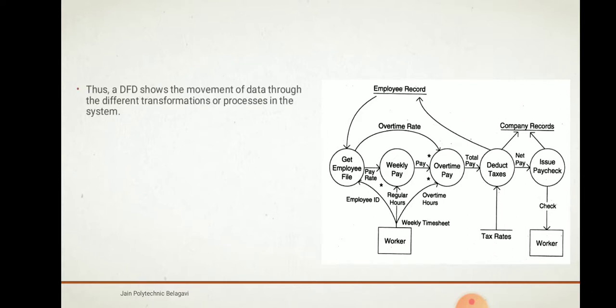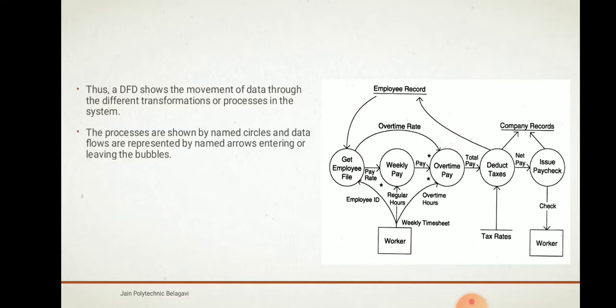Now the DFD shows the movement of data through the different transformation processes in the system. The processes are shown by named circles, and data flows are represented by named arrows entering or leaving the bubbles. As you can see here, get employee file, and if you have the pay rate, you will get a weekly pay. So weekly pay and get employee file are processes, and as you can see here, pay rate and the like are the data flows.